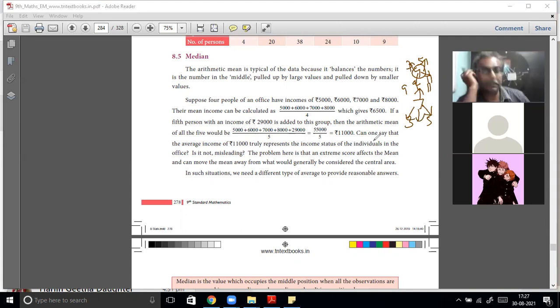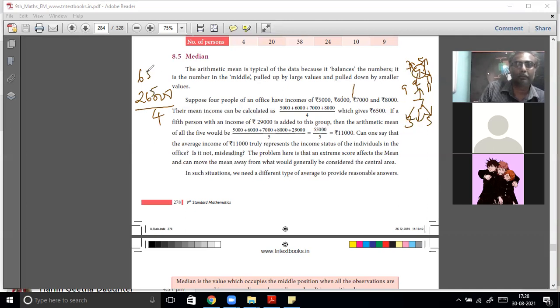Suppose 4 people of an office have income 5,000, 6,000, 7,000, 8,000. In that case, you can easily calculate the mean. It is going to be 6,500 in between here. 8,000, 8 plus 7, 15. 15 plus 6, 21. 21 plus 5, 26. Okay. So 26,000 by 4 will give you 6,500. Yeah, correct. 6,500 is the mean.